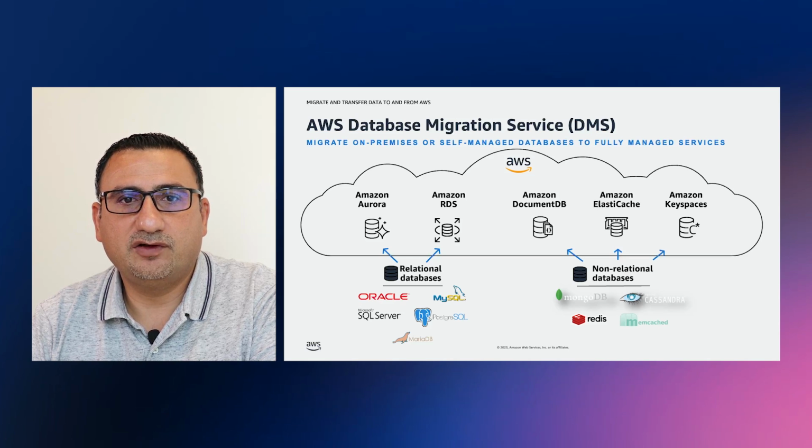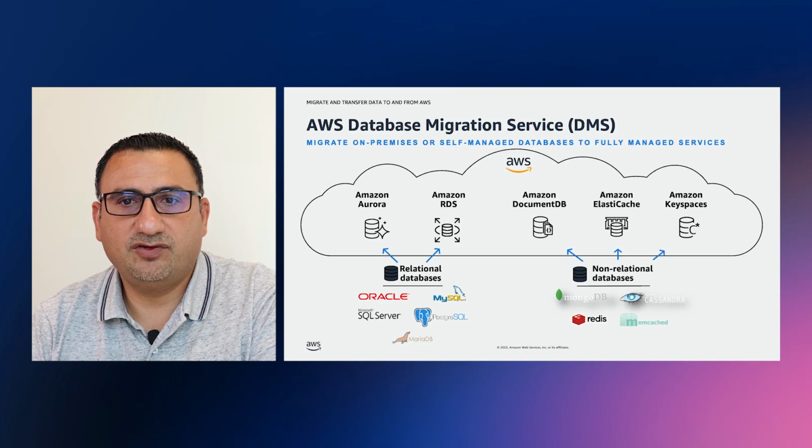You can set up a DMS task for either one-time migration or ongoing replication. An ongoing replication task keeps your source and target in sync. Once you set it up, the ongoing replication task will continuously apply source changes to the target with minimal latency. All DMS features such as data validation and transformation are available for the replication task.